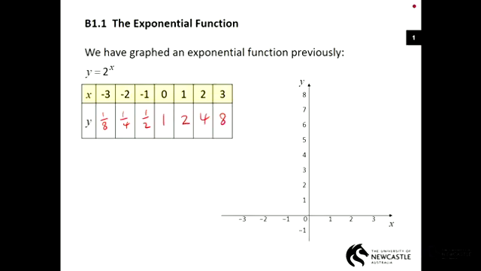So there's some points. Let's plot them. A minus 3 is only as high as an eighth, right down here. Minus 2 is only a quarter. Minus 1's a half. Naught is up at 1. 1 goes to 2. 2 goes to 4. And 3 goes to 8. So there's our first exponential sort of thing.